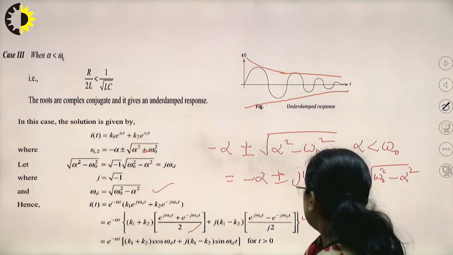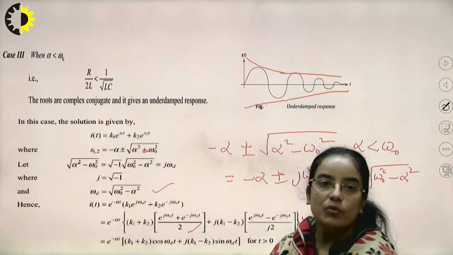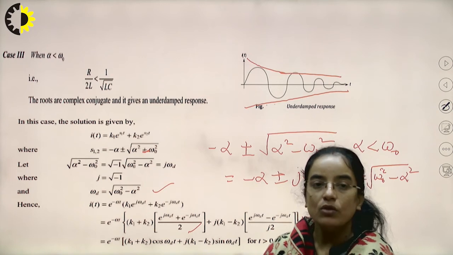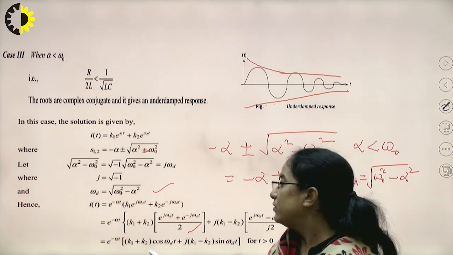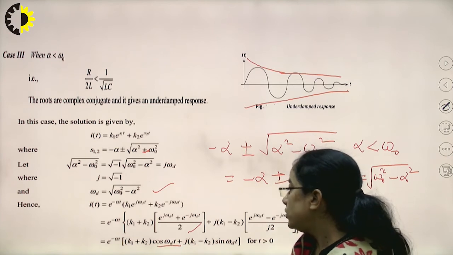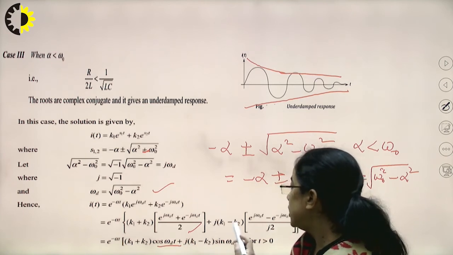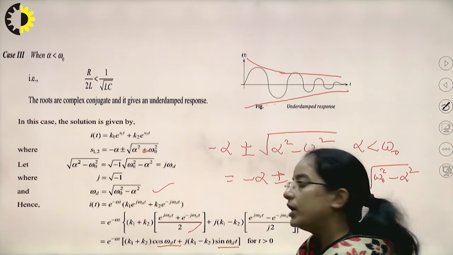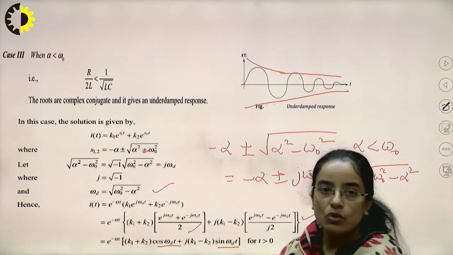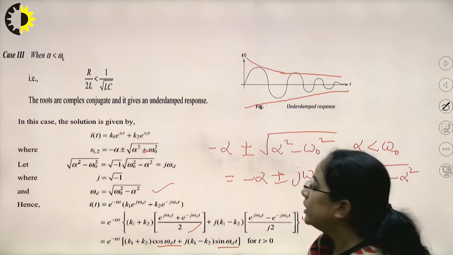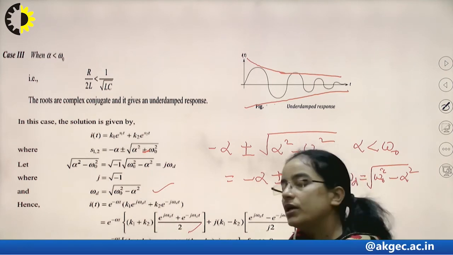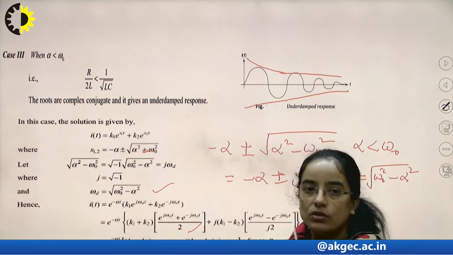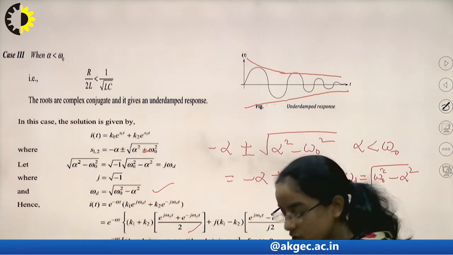So we have written this equation in terms of omega d. Now we can write this as e to the power minus alpha t times (K1 plus K2) cos omega d t plus j (K1 minus K2) sin omega d t, where omega d is the square root of omega naught square minus alpha square. This is the situation of underdamping.